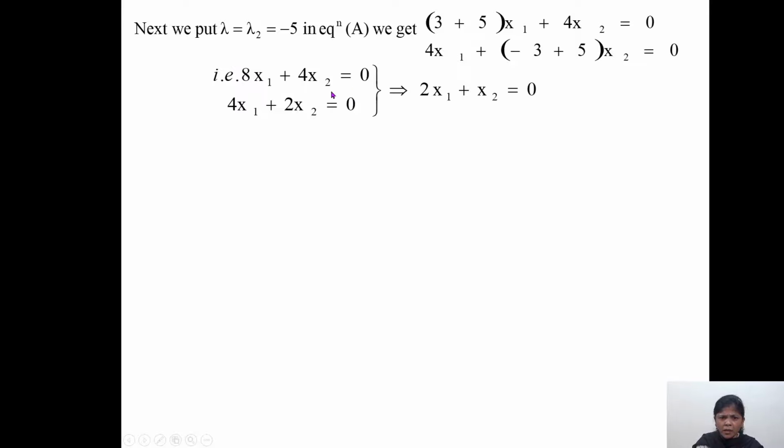So what we find here again, if I divide this by 4, what I am getting? 2x1 plus x2. Again here, if I divide this by 2, we get 2x1 plus x2. So both these equations are nothing but one and the same, that is 2x1 plus x2 equal to 0. Again there is a mismatch between the number of equations and the number of variables. The number of variables is more than the number of equations, so this equation has infinite solutions. So equation 3 has infinite solutions.